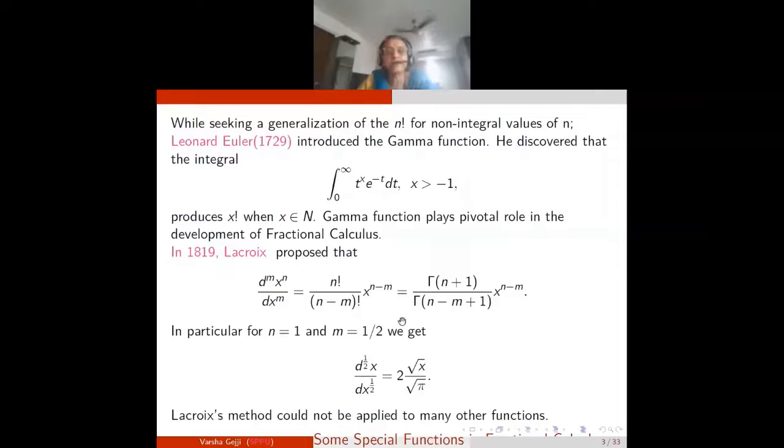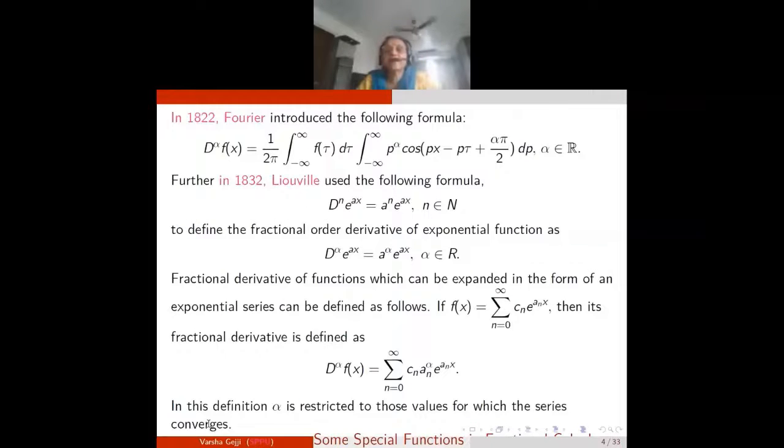Now with this, you can just see n factorial is gamma of n plus 1 and (n minus m) factorial is gamma of n minus m plus 1. And the interesting thing is this factor, gamma of n minus m plus 1, is defined even if the argument is non-integer. And when you put n as 1 and m as half, this is a kind of brief answer for one simple function, what you expect as a half-ordered derivative.